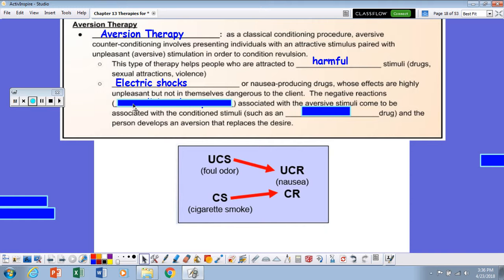The negative reaction, which would be the unconditioned response associated with the aversive stimuli, comes to be associated with the conditioned stimuli, such as an addictive drug. And the person develops an aversion that replaces the desire. So for the example here, you're exposed to a foul smell. You might eventually smell cigarette smoke, and then eventually it causes nausea. And so at some point in time, the unconditioned stimulus will be removed, and cigarette smoke in itself will cause the conditioned response of nausea.